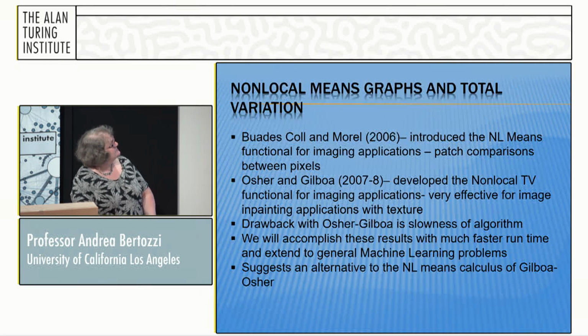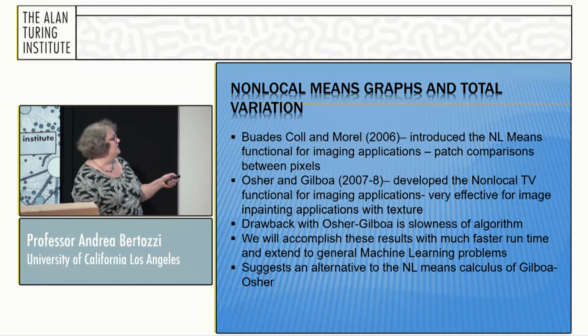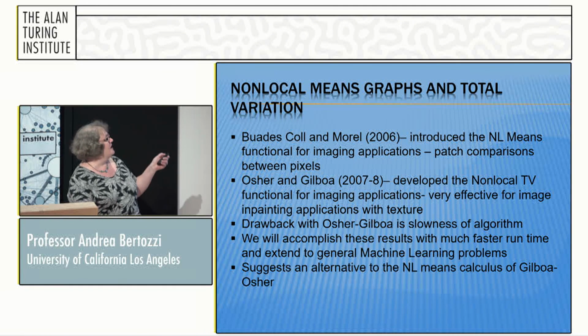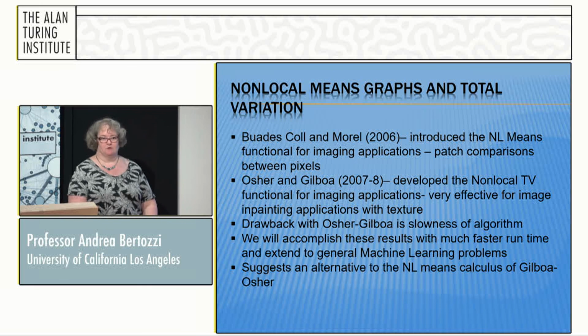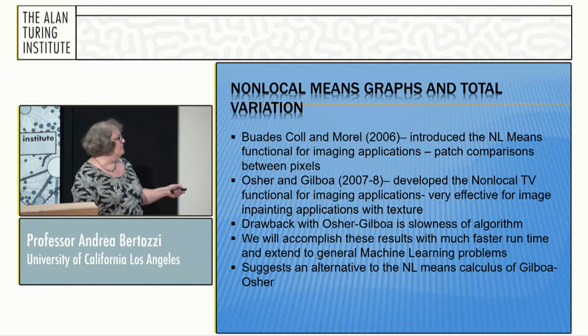Now, these graphical ideas have some history already in image processing. I'll just mention very quickly, going back to about 10 years ago, work of Buades, Coll, and Morel, and my colleagues from UCLA, Osher and Gilboa, developing the non-local means functional for imaging applications. It's very effective for things like image inpainting and applications with texture. But the algorithms that they developed were prior to split Bregman. For those of you who know what that is in compressed sensing, it's a well-known method for L1 minimization. And by the way, this is an L1 minimization problem, okay? So these methods were slower, and speed was basically a big issue for them.